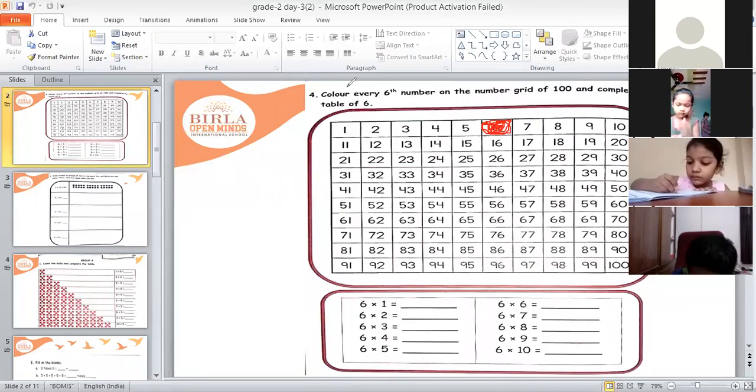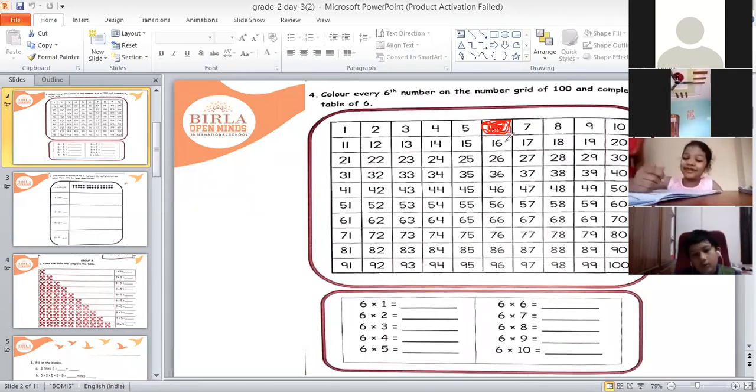Tanishka, start now. You have to color number 6. Okay, fine. This is done. Now after 6 again you have to color the next sixth number. So after 6 start counting 6 numbers: 7, 1, 2, 3, 4, 5 and 6. Now the sixth number is 12. So we will color this box where 12 is written. Color number 12 now.